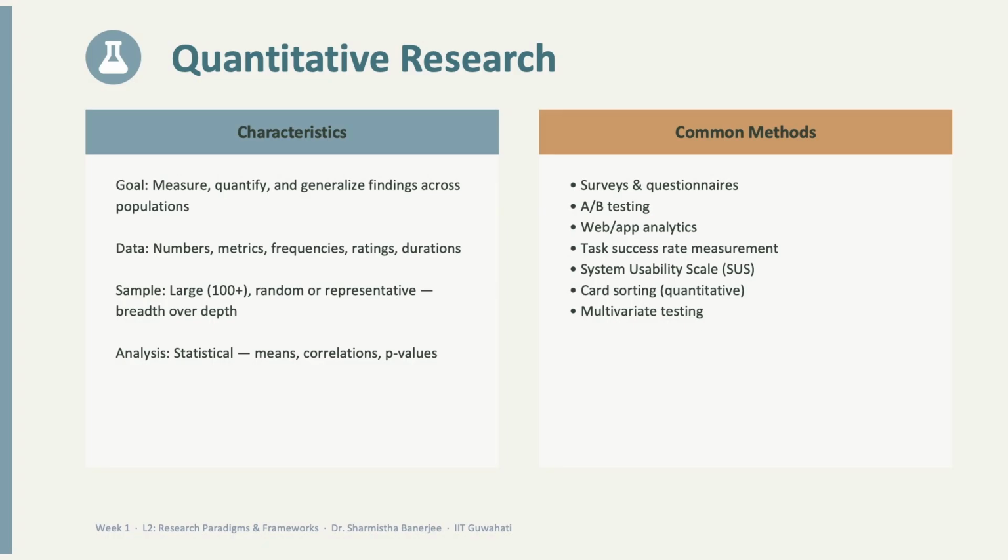So there are many methods. We will be discussing surveys and questionnaires, A/B testing, web app analytics, task success rate measurement, certain established scales like the System Usability Scale (SUS), and methods like quantitative card sorting. So let's look at two examples of success stories from applying quantitative research in practice.